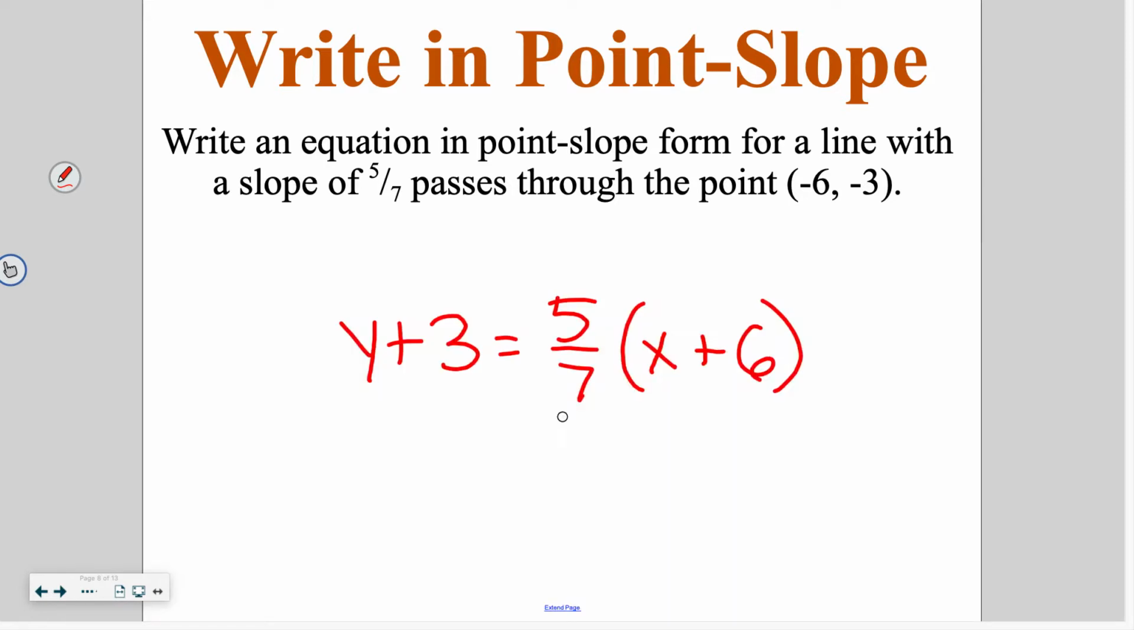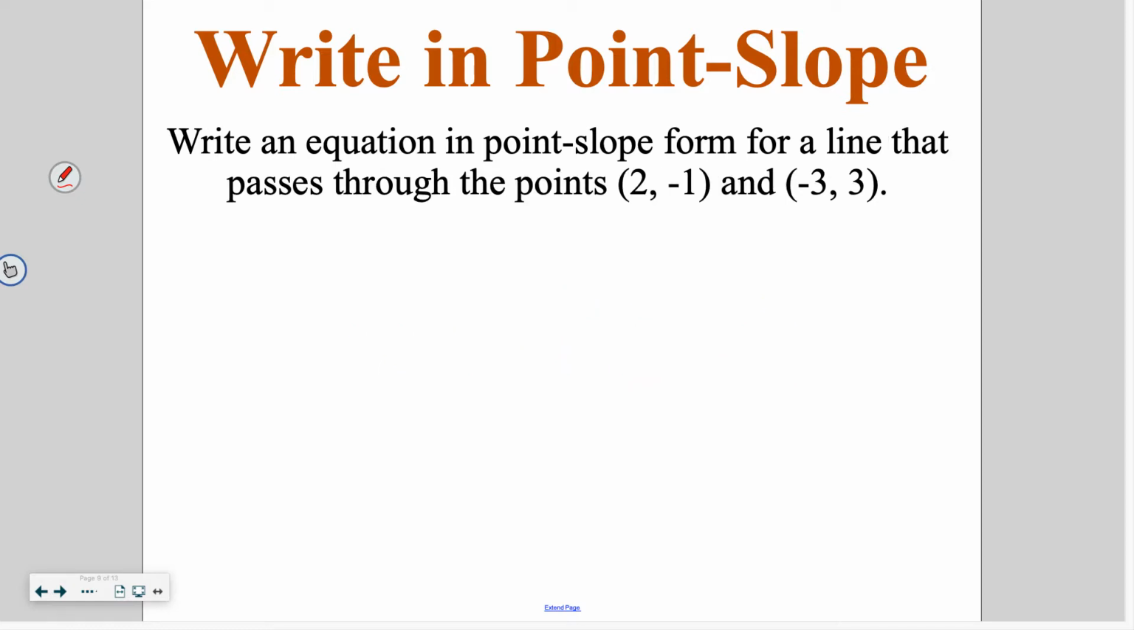We plug in our slope, our x1, and our y1, and we end up with y plus 3 equals 5/7 parentheses x plus 6. We can do the same thing when we are given 2 points. We're just going to have to take the extra step of finding our slope. So we've got x1, y1, x2, y2.